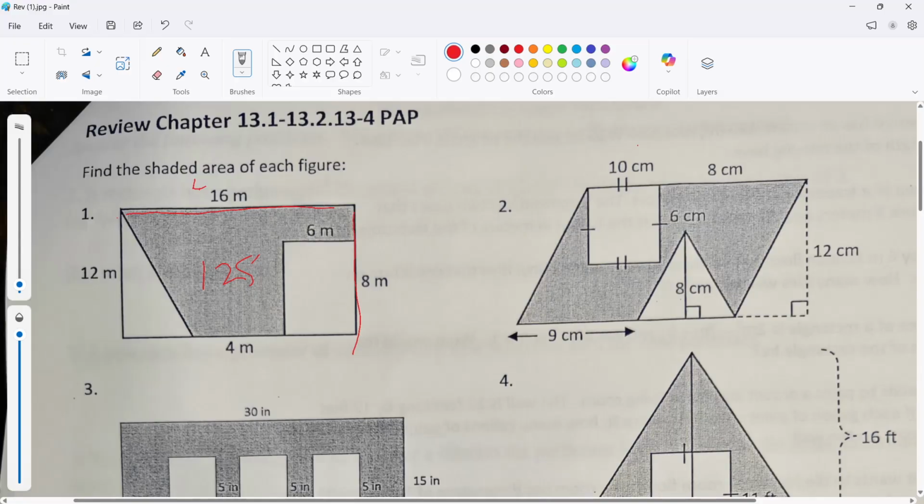Wait a minute. It's not 8. Hold on, why don't you correct me? It's 12. This whole side is 12. This is 8. This is 4. All right, so the whole side is 12. 12 times 16. So it's 160 plus 32 is 192. 16 times 12, 192. So the whole thing is 192.